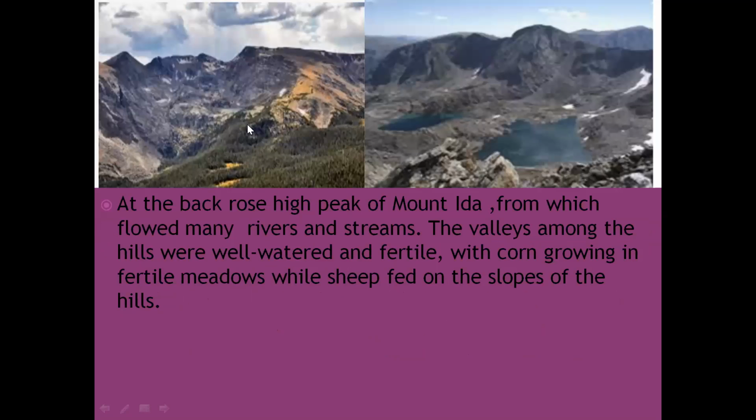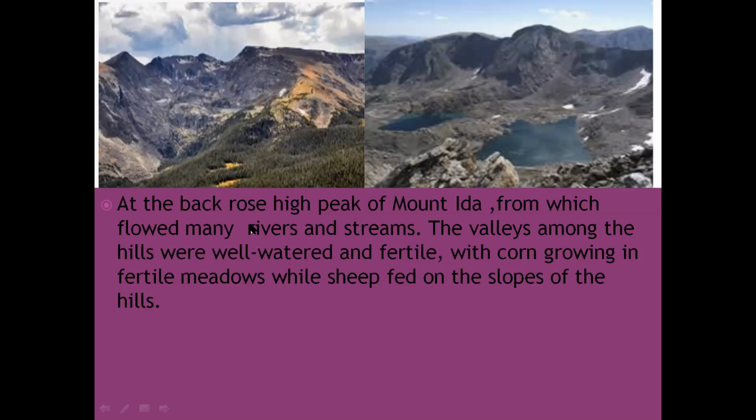There was a mountain, Ida, at the back of this city. Many rivers and streams flowed through this mountain Ida. This is the backbone of this city. Many rivers and streams you can see in the picture also. This valley is well watered and fertile. Cattle and sheep were always fed on this rich grass. Yes, this is the explanation of all these lines.